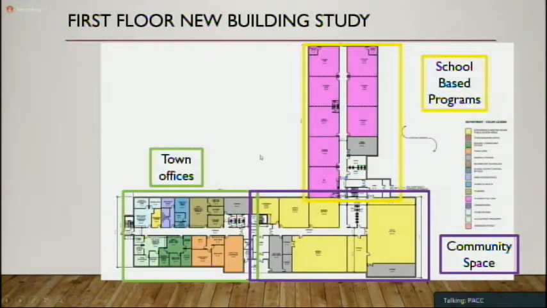A quick look at the floor plan. Generally speaking, the left side here would be designated for town offices. The right side of the screen would be designated for community uses. This entire leg of the building also has a second floor, which I'll show in a second. And then this upper area, toward the pink areas, would be dedicated for school uses.